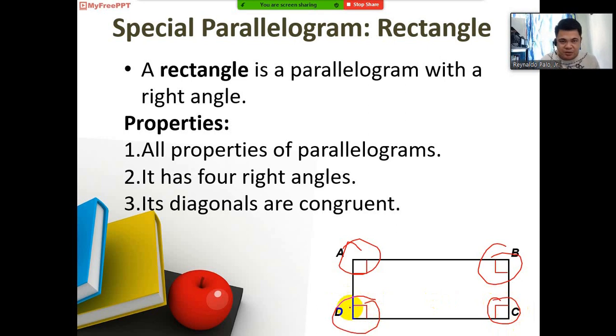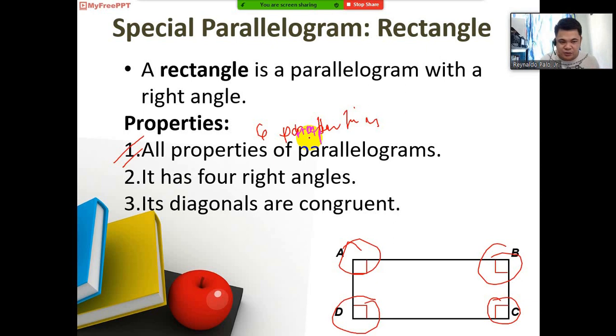Let's talk about the other properties. Of course, there are the 6 properties of parallelograms that we discussed last time. Namely, 2 pairs of opposite sides are parallel, 2 pairs of opposite sides are congruent, 2 pairs of opposite angles are congruent as well, diagonals bisect each other, and diagonals form two congruent triangles as well. Those are the properties that we had last time.